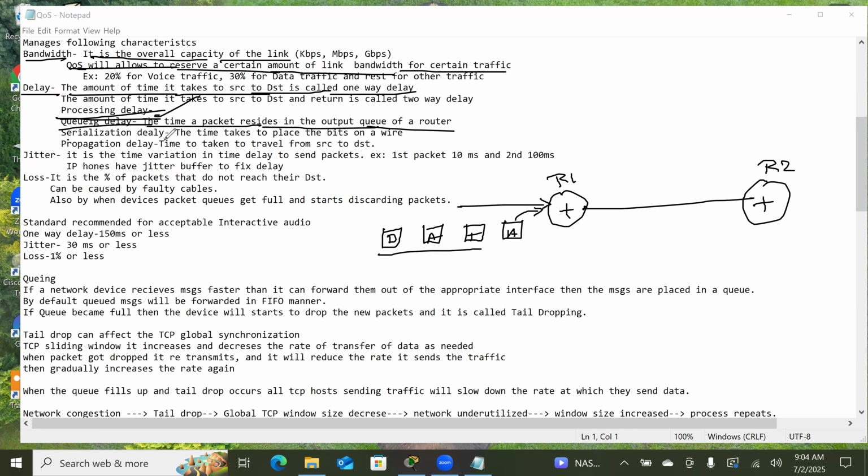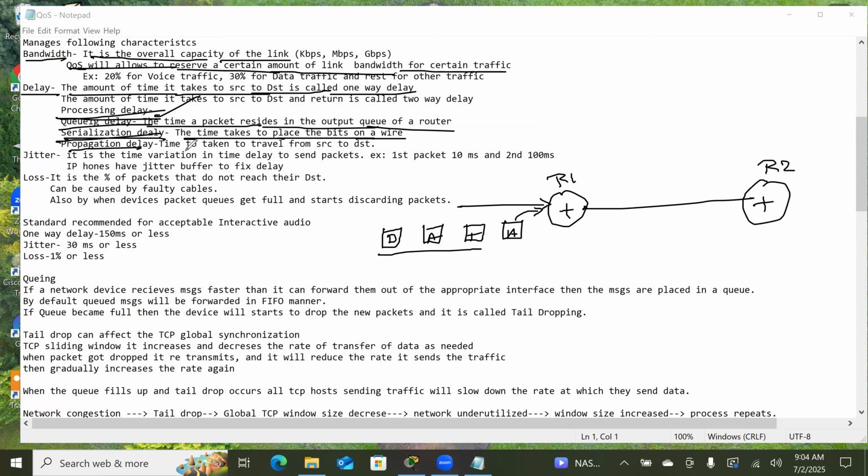And then after that, serialization delay. What is this? The time it takes to place the bits on a wire. It is not like it's going to send ones and zeros. It has to be converted, right? How is it to be converted? It should be converted into an electrical or light signal or a radio frequency. For that also, it should take some time. So that is called serialization delay.